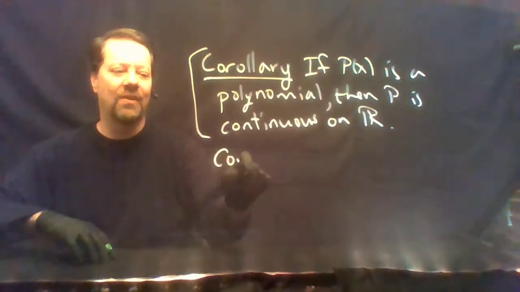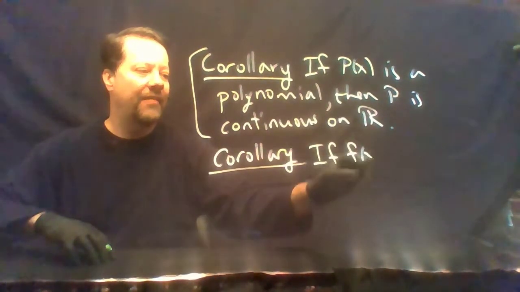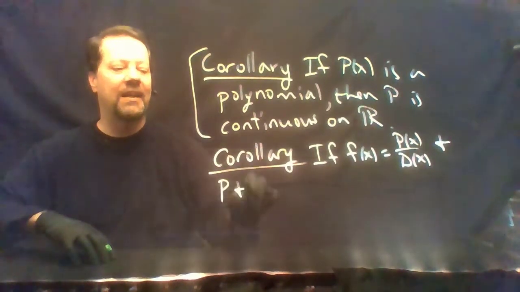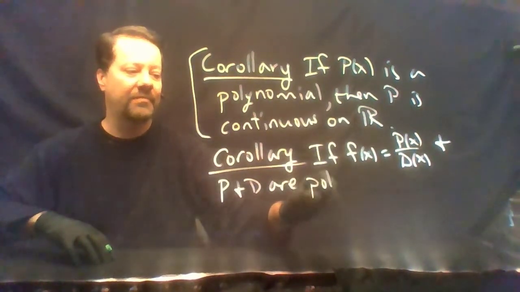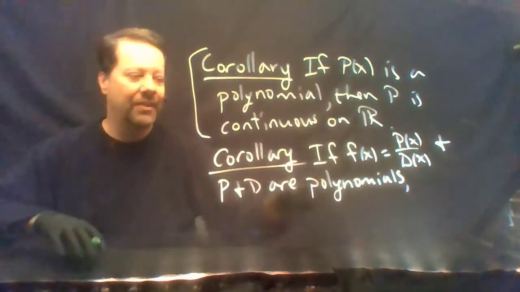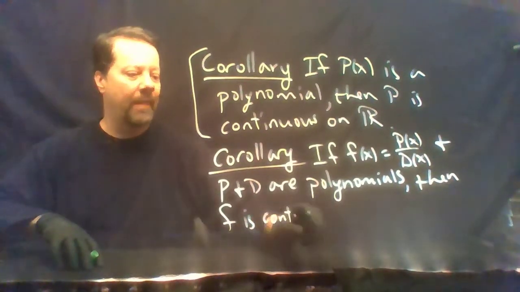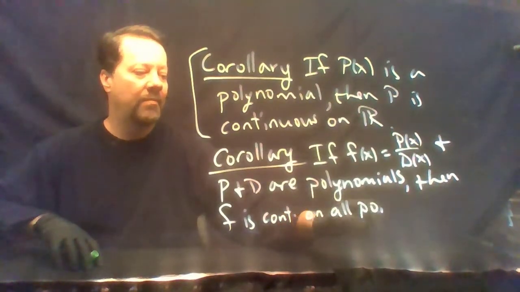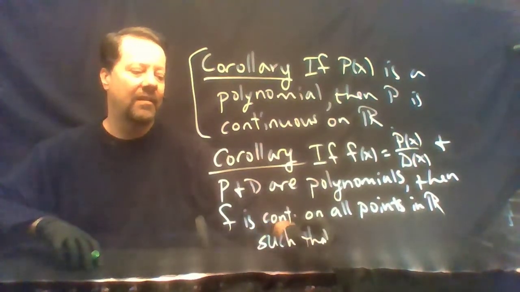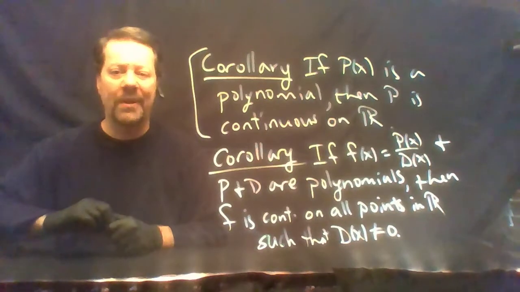Also, as a corollary, if f of x is p of x over d of x, and p and d are polynomials, in other words, if we're dealing with a rational function, then f is continuous on all points in the real number set such that the denominator isn't 0. Points where the denominator equals 0 will be points of discontinuity.